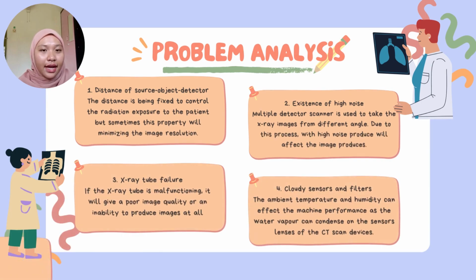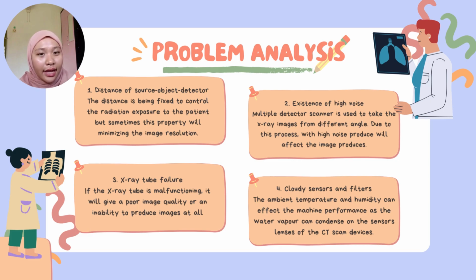For the problem analysis, I have stated four problems. The first one is the distance between the source, object and detector. Usually this distance is fixed because we want to control the radiation exposure to the patient, but sometimes this distance reduces the resolution quality of the image, because high radiation dose produces high image quality. Still, we cannot increase the radiation dose because we want to avoid overexposing the patient, as it will affect the patient's tissues and cell development.